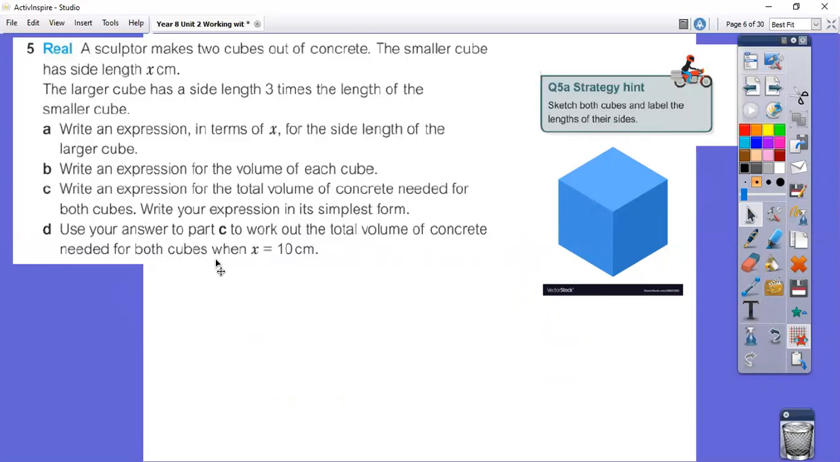And for part D, use your answer to part C to work out the total volume of concrete needed for both cubes when x equals 10 centimeters. So once you've worked out part C, you then substitute x equals 10 to work out the total volume of concrete needed for both cubes when x, the side length, is 10 centimeters.